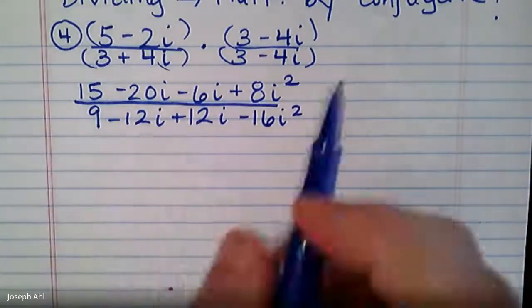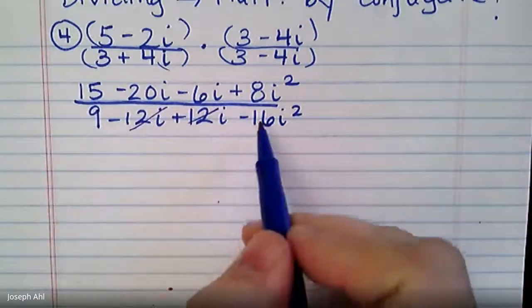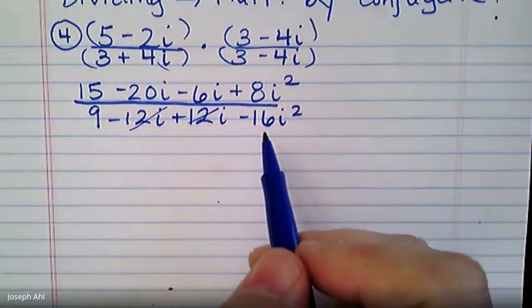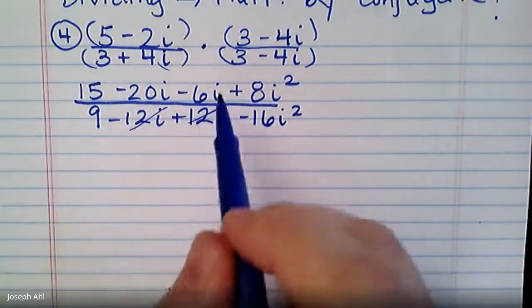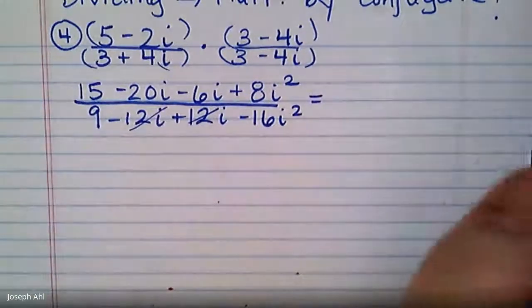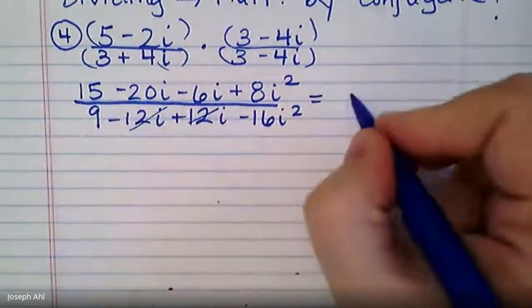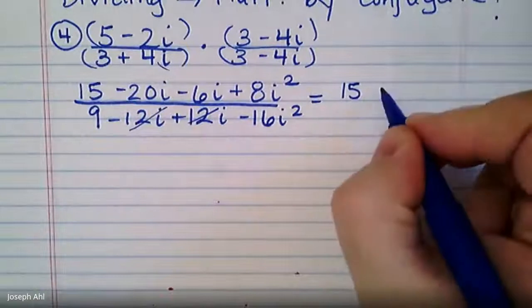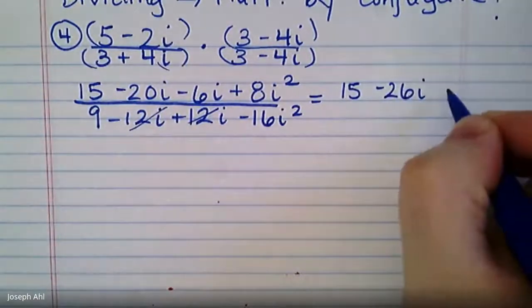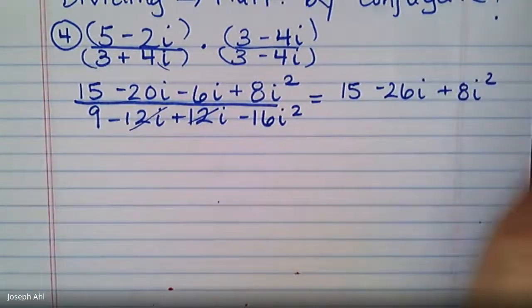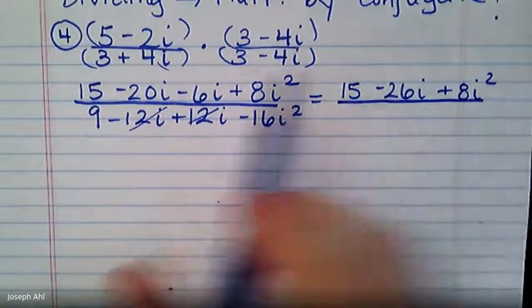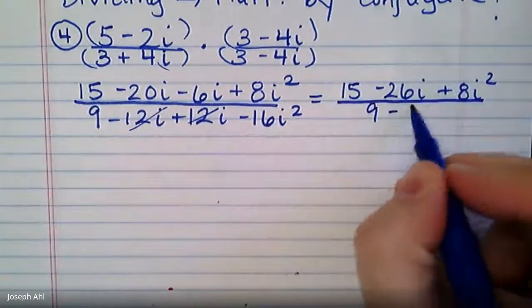Okay. So if you want to, could you just do the first and the last product? In my opinion, yes. But if you're unsure about that process ever, just do the whole FOIL. All right, so on the top we get 15 minus 26i in the middle, and then plus 8i squared. And then the bottom is 9 minus 16i squared.